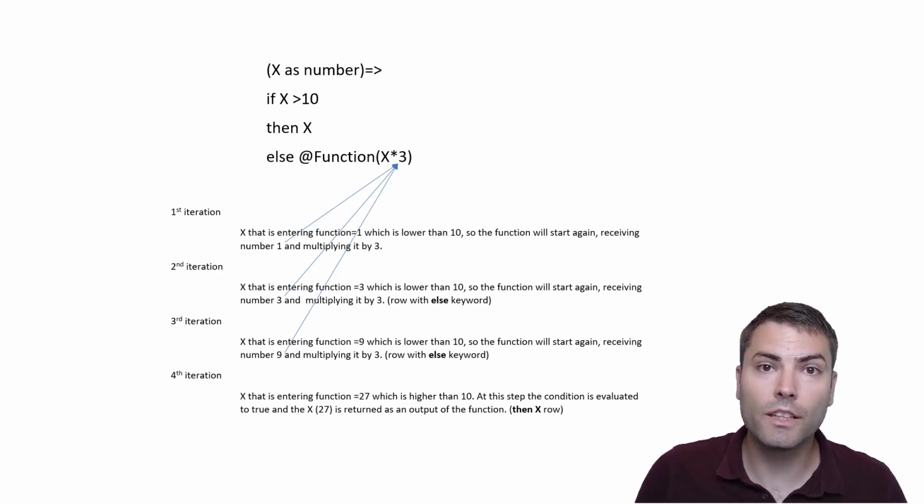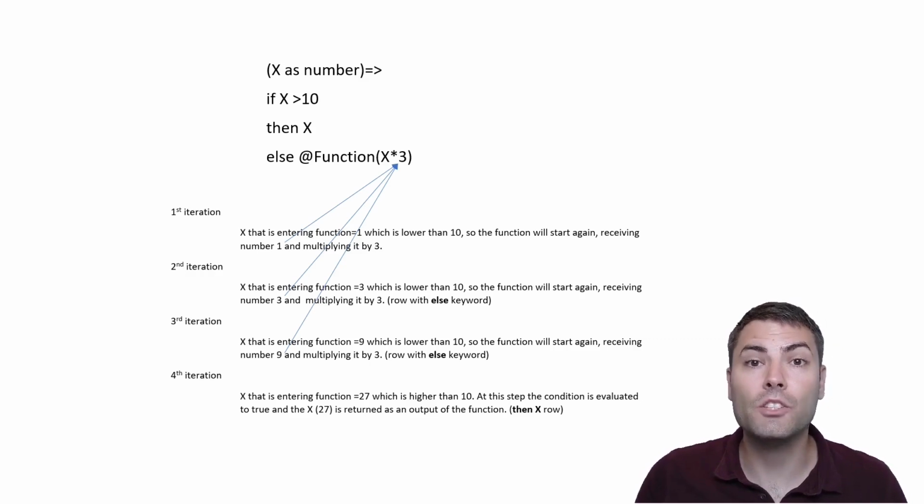Certain M functions can also give us a framework for looping, and those are List.Accumulate and List.Generate. In this video, we will talk about List.Generate. But first, let's talk about the advantages of using this function versus classical recursion with the @ sign, the one that we showed earlier.